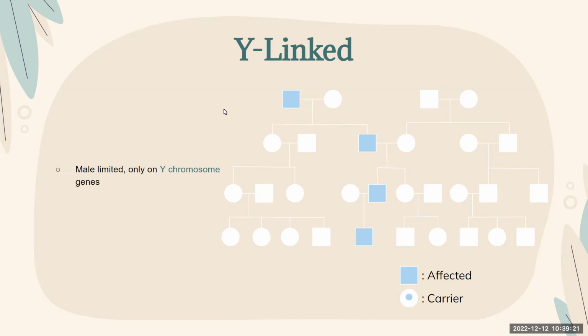And last, Y-linked. So this is limited to males only because only males have a Y chromosome. If you see the pedigree on the right, only the squares are affected, which means that only males can be affected with these conditions.